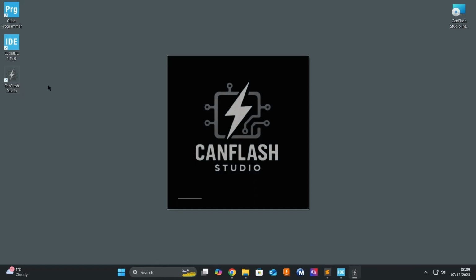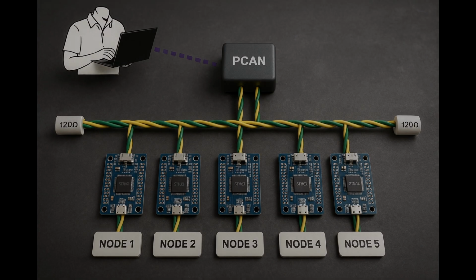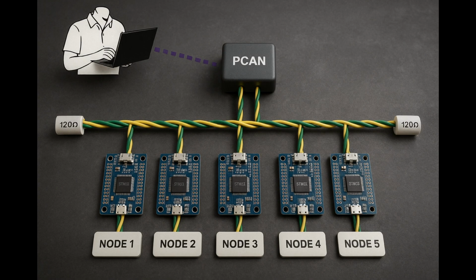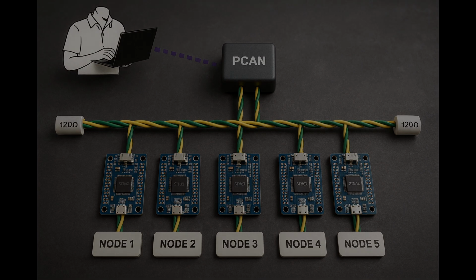Before we jump into the software itself, here's a quick recap of my setup for this demonstration. I already have my hardware powered on and ready to go. I'm working with 5 nodes connected on the CAN bus, along with a PEAK CAN interface, all neatly wired and properly terminated. At the moment, CAN Flash Studio supports classic CAN only, not CAN FD, and the bus speed is fixed at 500 kilobits per second.